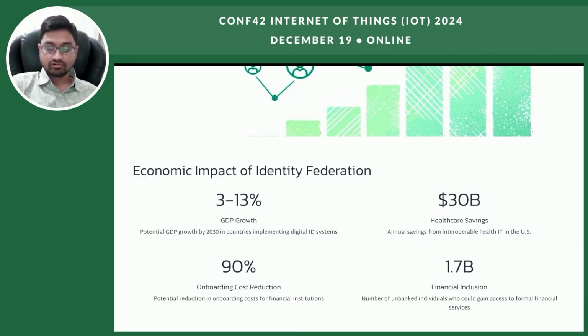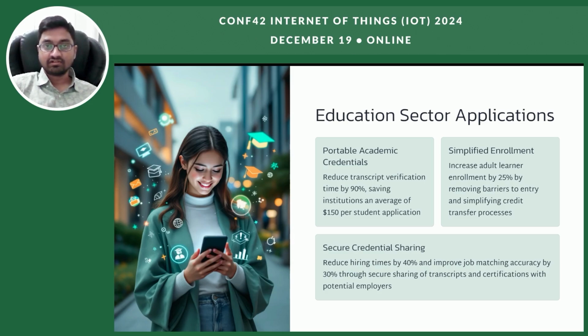And then we can also do the same thing in the education sector, where portable academic credentials, especially transcript verification time, can go down by 90%, saving institutions an average of $150 per student application, which they actually have to pay to get the transcripts verified. And then there is a simplified enrollment process. Because we are federating the user, it increases adult learner enrollment by 25% by removing barriers to entry and simplifying the credit transfer process.